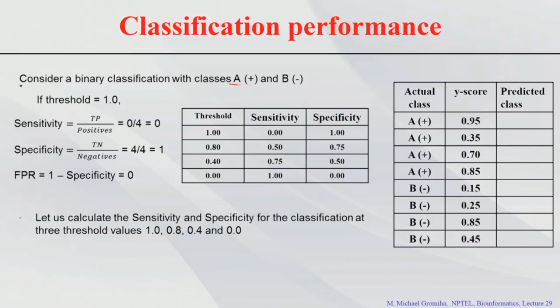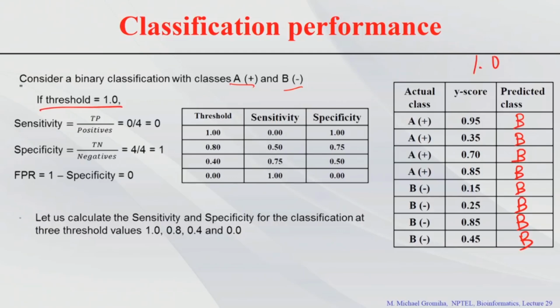Now we can take a binary classification. For example, we have A as positive and B as negative. If the threshold is 1, then what is the class? If it is more than 1, this is A. If it is less than 1, it is B. So in this case what is the class? This is B. Everything is B, because everything is less than 1, with the threshold put at 1.